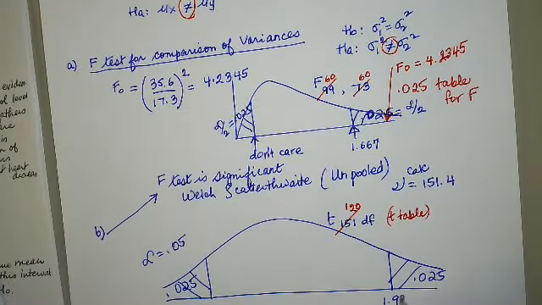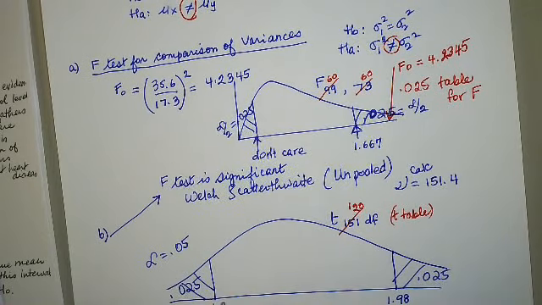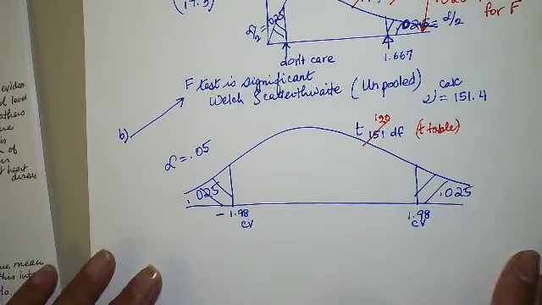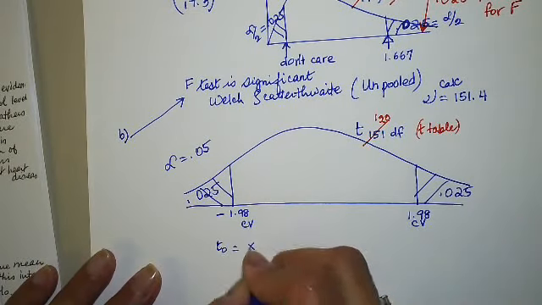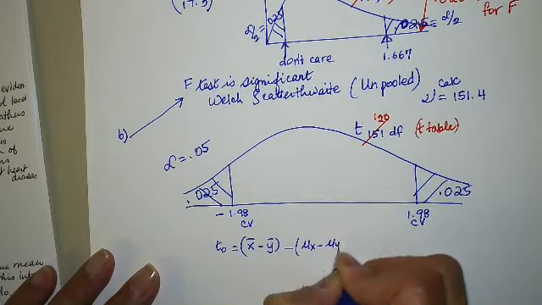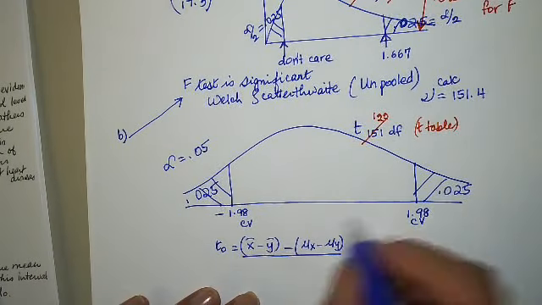So 0.025 and 120 gives me 1.98. Z would have given me 1.96. So it's really close. Doesn't really matter which one. 1.98 and minus 1.98 are the critical values. Next we find the test statistic.